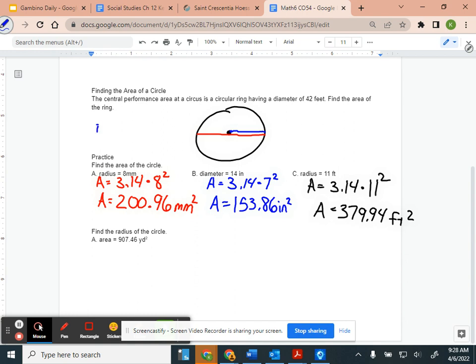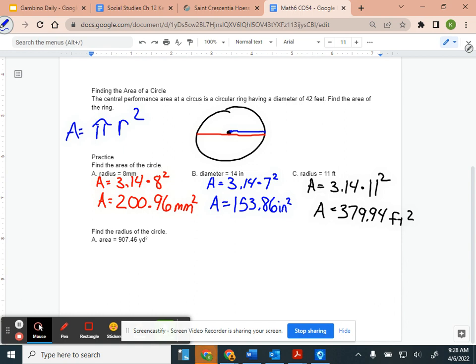Because our equation is r squared, not diameter squared. So we have to make sure that if they give the diameter, you have to divide by 2. You have to get half of it to find the radius.